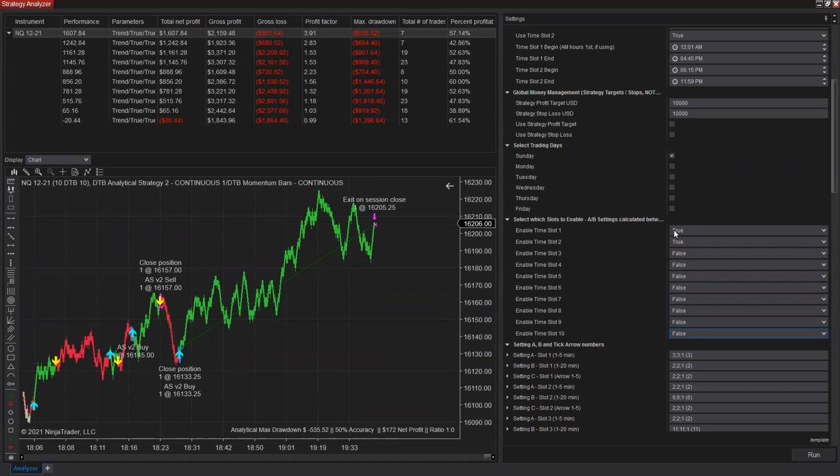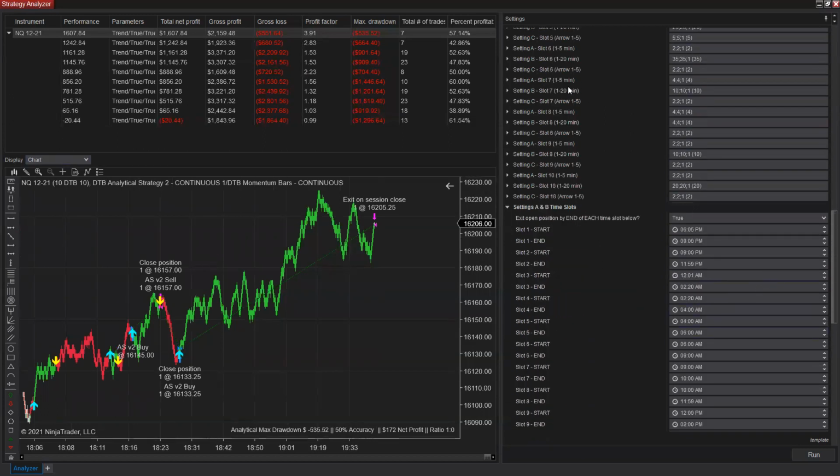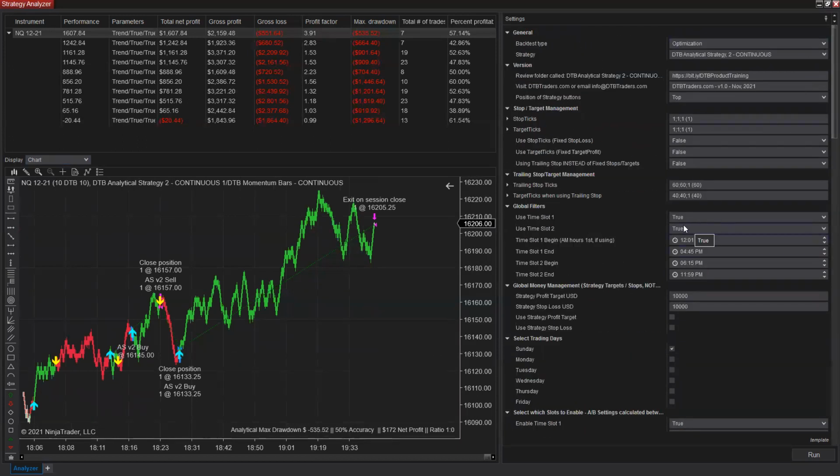We're only choosing the 2 slots, which is slot 1 and slot 2. The first slot starts at 6:05 p.m., ends at 9. Second slot starts at 9, ends at midnight. So those are the only 2 slots that we are going to have in there. And we've also got our trading hours. Obviously we don't have to select slot number 1 because slot 2 is true. And slot 2 starts at 6:15 p.m. and trades up to 11:59 p.m. So it'll only enter positions between that period, and all open trades will exit at the end of that period.